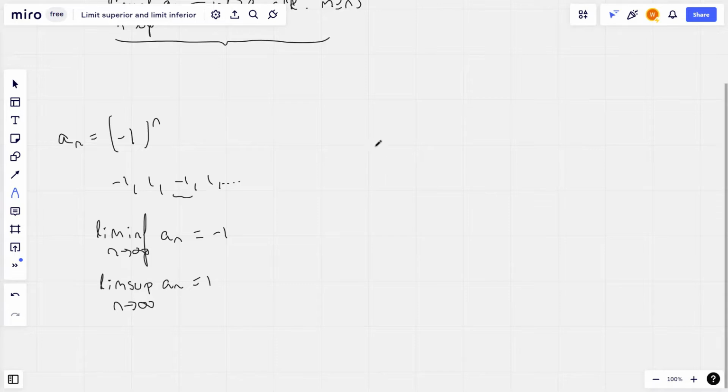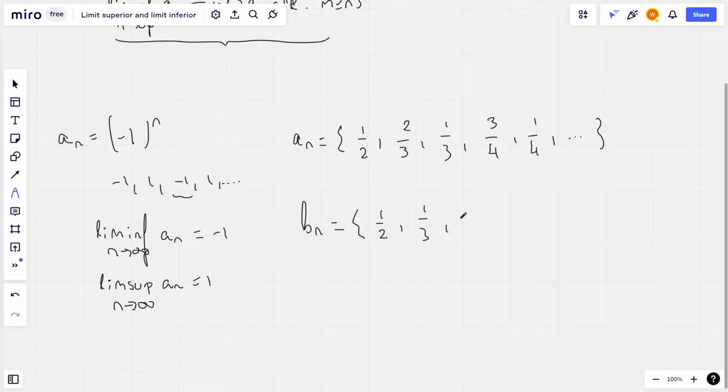Okay, so moving on to an alternate example. If we take the sequence 1/2, and then 2/3, and then 1/3, and then 3/4, and then 1/4, and so on. Okay, we're trying to find the limit inferior and the limit superior of the sequence. So if we define a subsequence Bn, let's say, to be equal to 1/2, 1/3, 1/4, 1/5, and so on. So basically every odd term of the sequence.